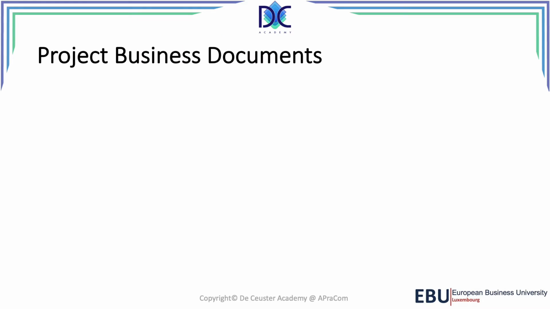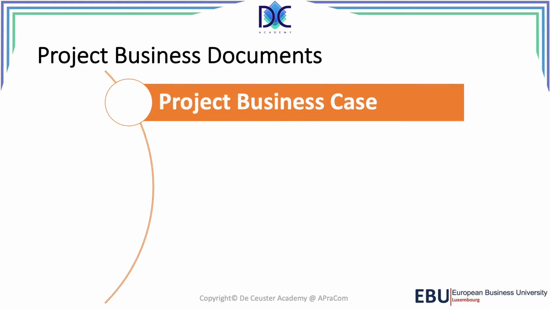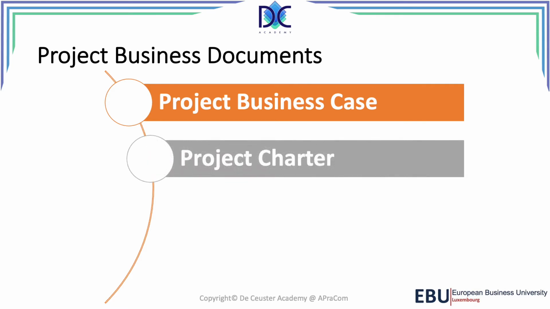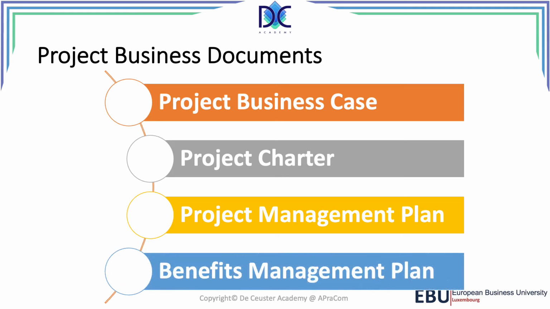What's important here is to understand what project business documents we're going to use. I already spoke about the project business case, which is the main element that we have. The second document is the project charter, which is in fact the translation of the business case into the project specifications. We find the project management plan, which is basically the financial and risk overview of the project. And we also have a benefits management plan where we identify all the benefits related to the project. All these things come together. These are the business documents that we need at the beginning of the project.